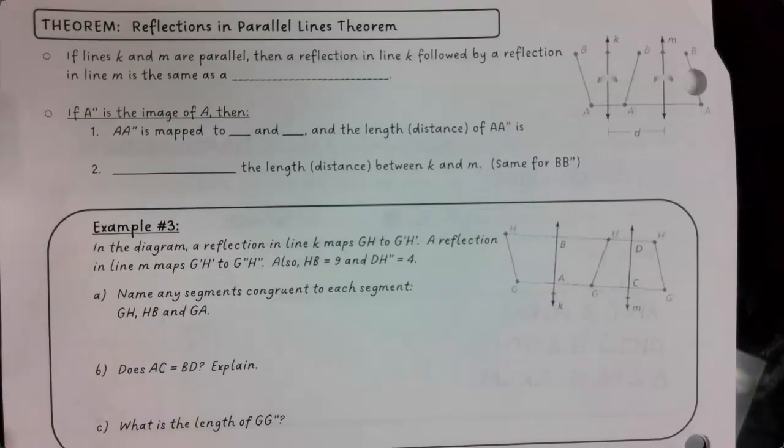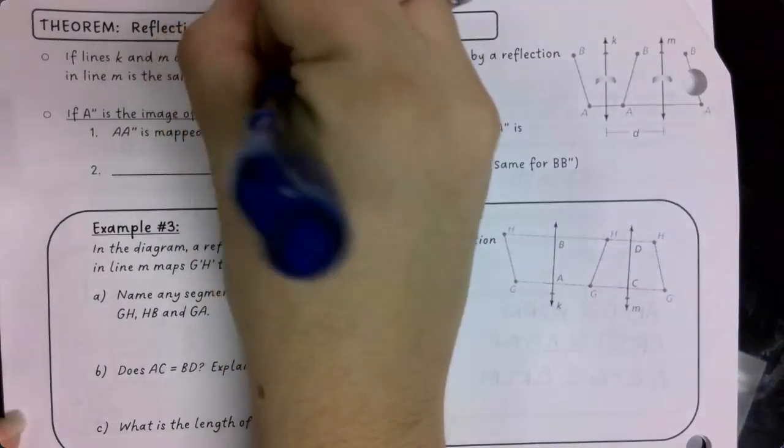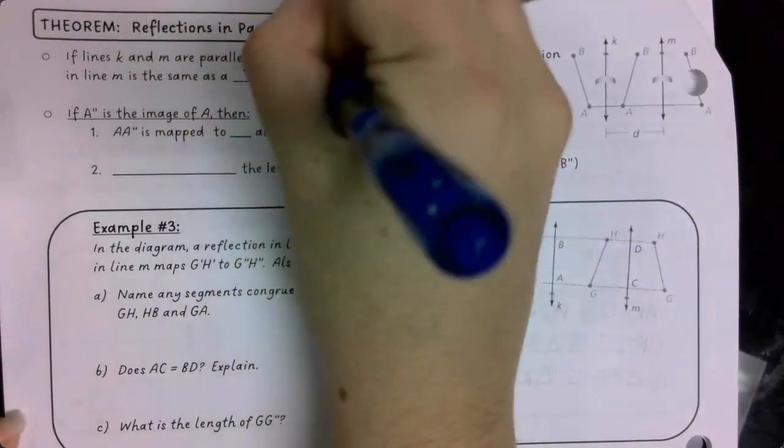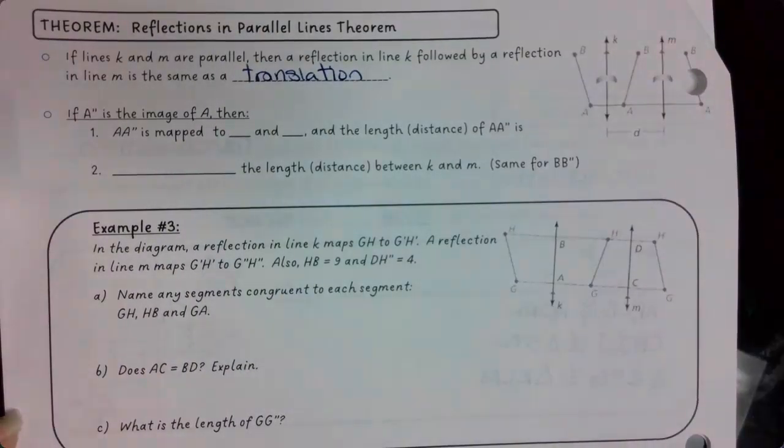I have the reflections in parallel lines theorem. If lines K and M are parallel, then a reflection in line K followed by a reflection in line M is the same as a translation. So a double reflection in lines that are parallel results in a translation.